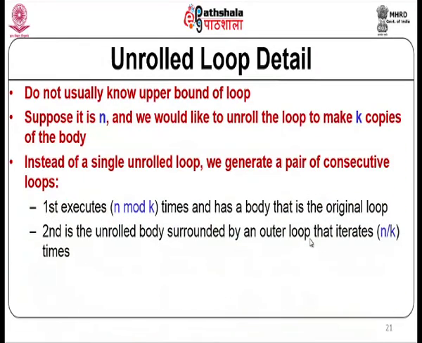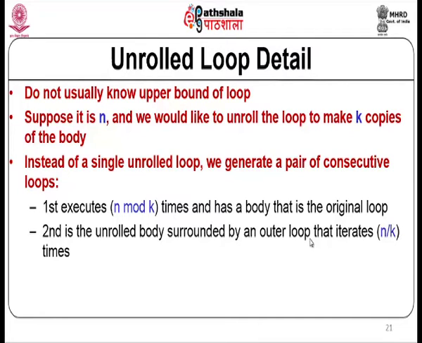Normally when you look at a loop unrolling process, we do not know how many times the loop will have to be executed. So, suppose it is n and we would like to unroll the loop to make k copies of the body. If you have to unroll the loop 100 times, obviously it is not possible to unroll the loop 100 times. You have other constraints that will come in. You may not be able to replicate it 100 times. So, let us assume that we are replicating the loop k times. Earlier we had a single rolled loop. Now we can't have a single unrolled loop. We just have two consecutive loops.